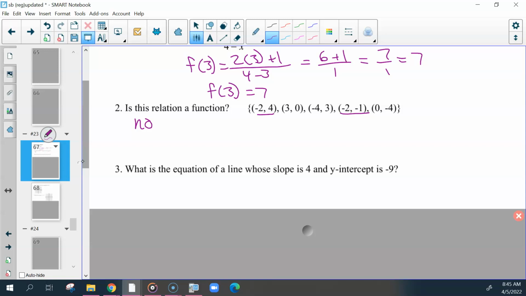For number 3, what would be the equation of this line? Y equals 4x minus 9. It gave you the slope and the y-intercept. You just had to put them both in slope-intercept form. Questions on any of these 3?